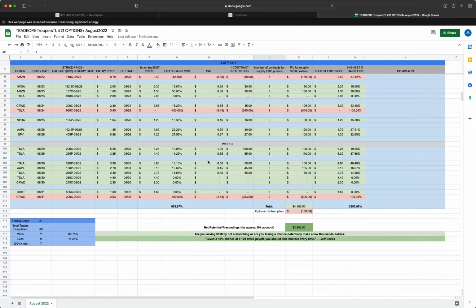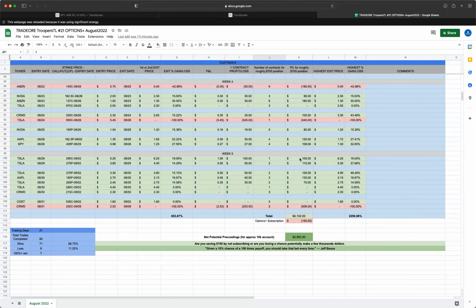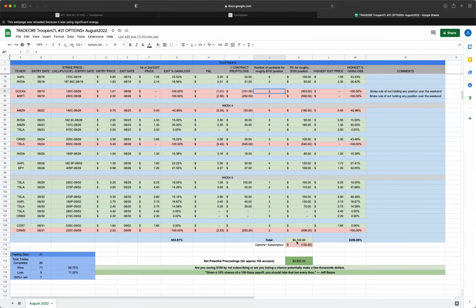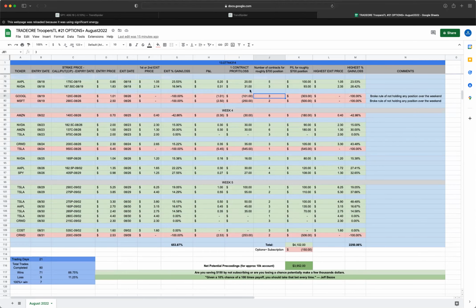Anyway, so that was the TradeLog analysis. Overall, if you have made roughly $700 position, then you would have made about $4,000 plus or minus, depending on your execution. But this number is pretty much based on this first or second exit, not the last or highest exit, because we want it to be realistic.